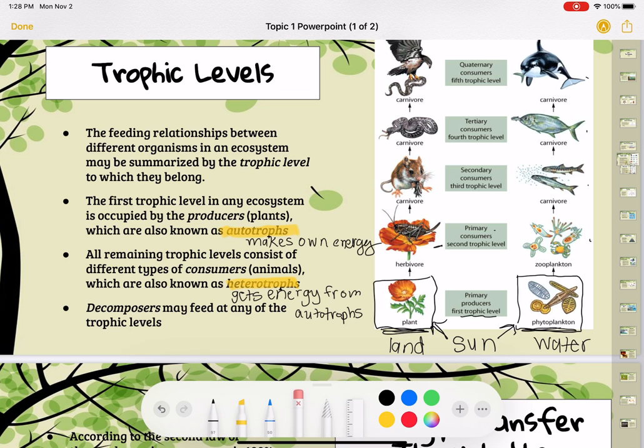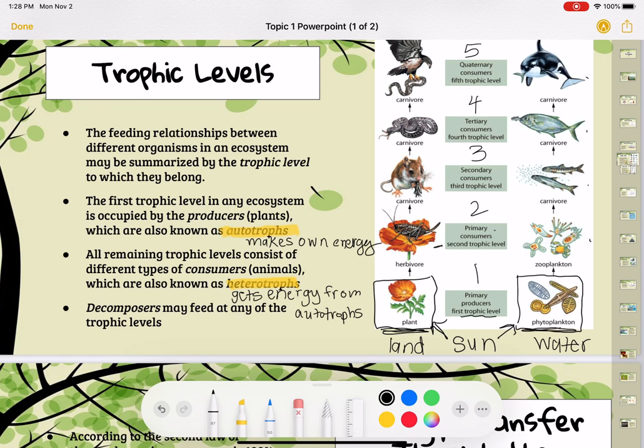So each trophic level is 1, 2, 3, 4, 5. And the name that goes along with it is actually the one before. Primary consumers are the second level. Secondary consumers are the third level. Tertiary are the fourth level, and quaternary are the fifth. And decomposers may feed at any of the trophic levels.